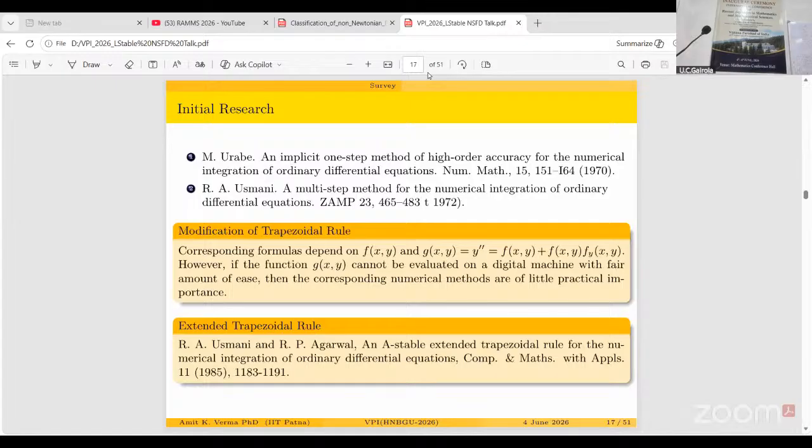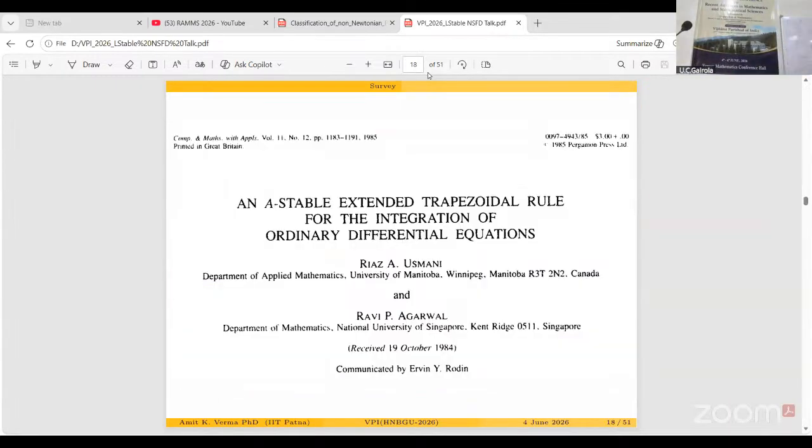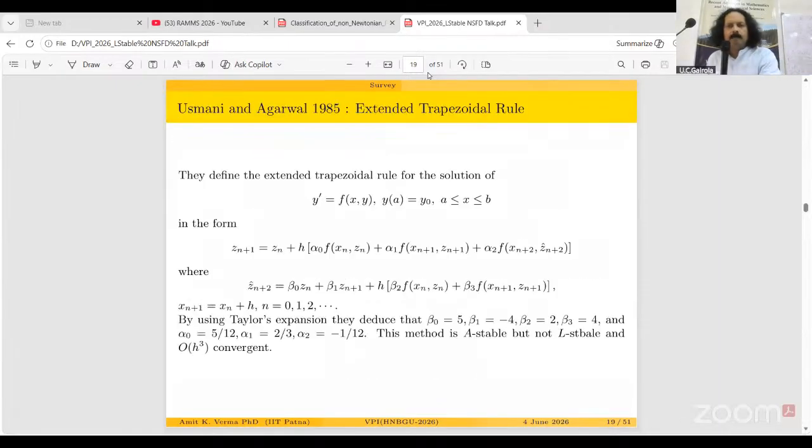Ravi P. Agrawal is a very famous Indian mathematician who was in the US. He recently died in India, somewhere in Rajasthan. Along with Usmani, he wrote a paper in which they increased the accuracy of the trapezoidal rule. This is the paper. They gave a stable extended trapezoidal rule for integration of ordinary differential equations.